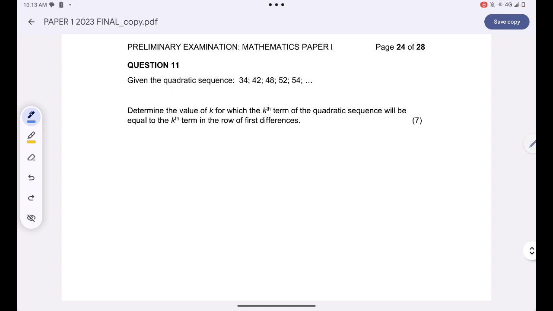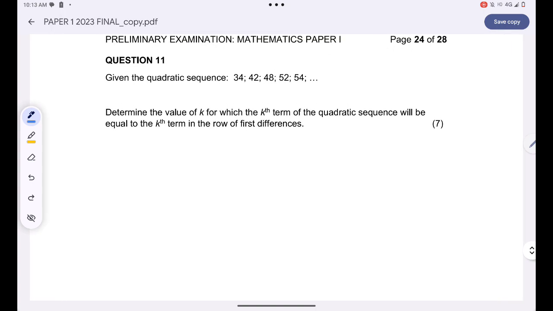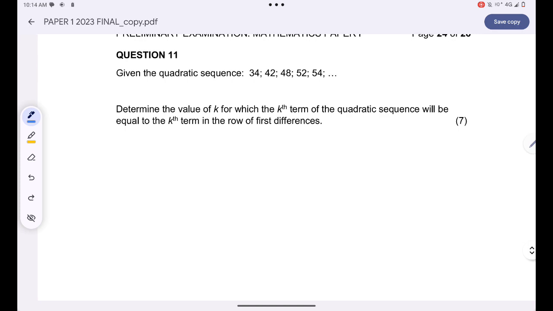We are given a quadratic sequence and we are being asked to determine the value of k for which the kth term of the quadratic sequence will be equal to the kth term in the row of the first difference. They are basically telling us that there will be a term in the quadratic sequence that will be equal to the term in the first difference of that quadratic sequence. Now, remember that the first difference of a quadratic sequence is always an arithmetic sequence. Let's find the general term of our quadratic sequence first.